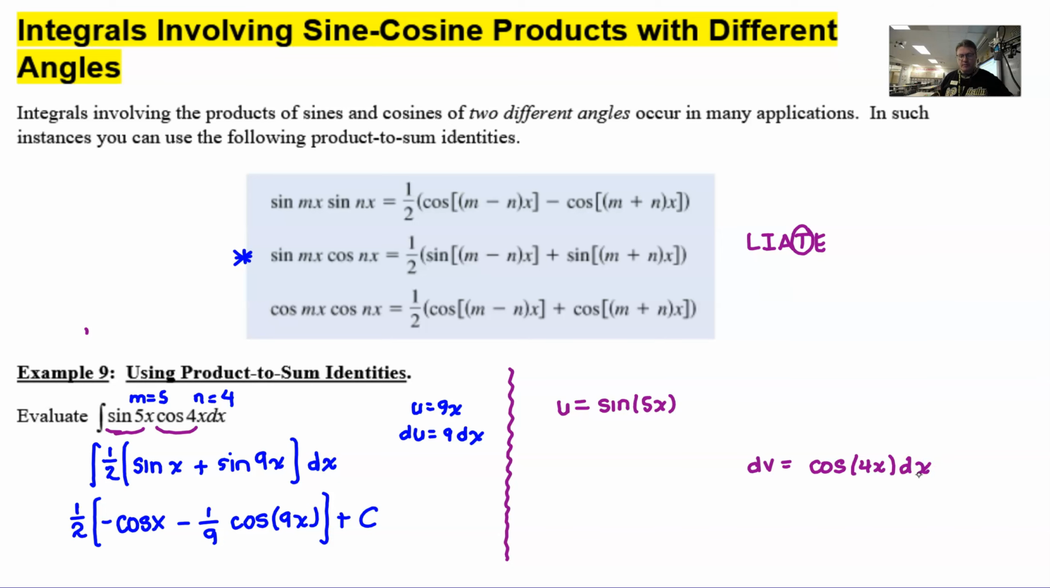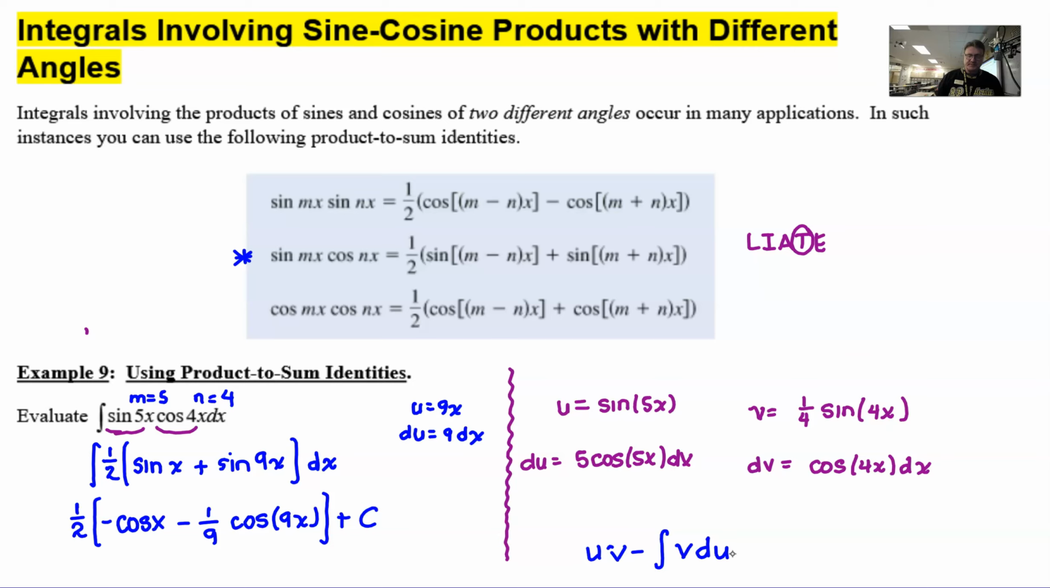Go about your normal process of taking the derivative of your u, which would be 5 cosine 5x dx. Take the antiderivative of your dv, which would be 1/4. See, that's where it can be a little tricky, right? We're going to have to reciprocate that 4. And we have sine of 4x. And then you'll structure your formula, and I'm just going to write the actual formula, u times v minus the integral of v du. Okay?